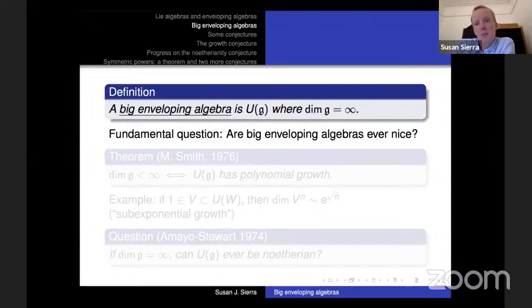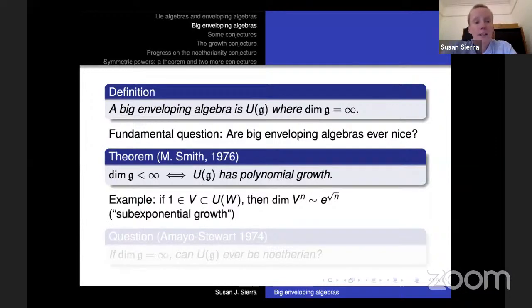So as an example of a good property, polynomial growth, but it turns out, this is a theorem of Martha Smith from the 70s, that the enveloping algebra has polynomial growth if and only if the Lie algebra is finite dimensional. So as an example, let's look at the Witt algebra, take a subspace V of it, then the dimension of V to the n is proportional to e to the square root of n. So that grows faster than any polynomial.